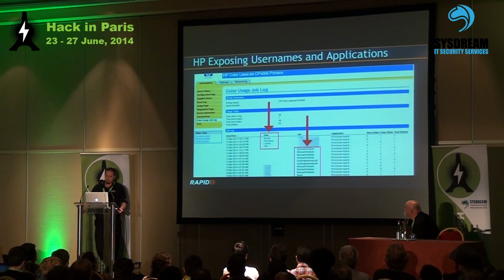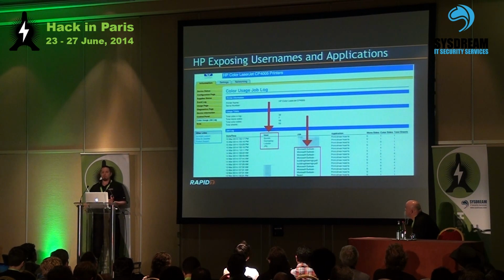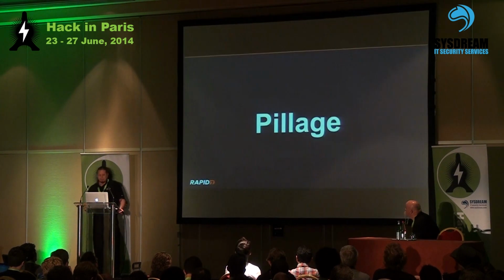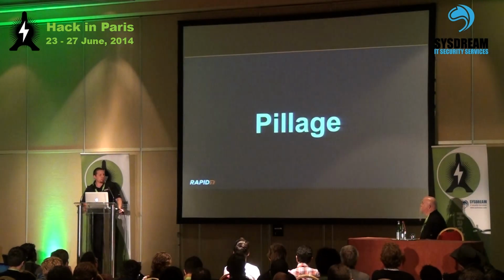So based on all this information we're able to gather from the printer, we're getting a pretty good idea of what the environment looks like. We get a good idea of what attacks are going to have better success rate than other attacks. So now let's talk about pillage and how we can pillage printers. I'm going to hand this over to Deral to start out with.